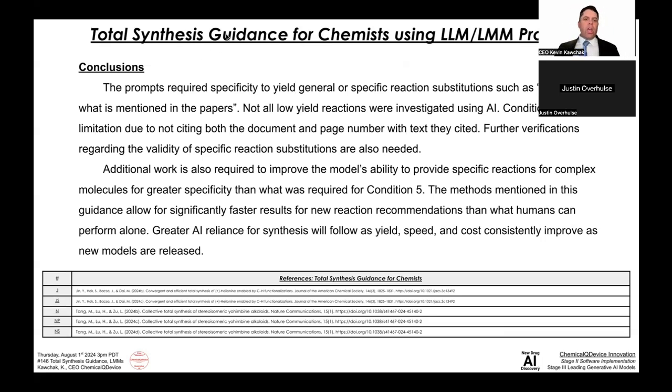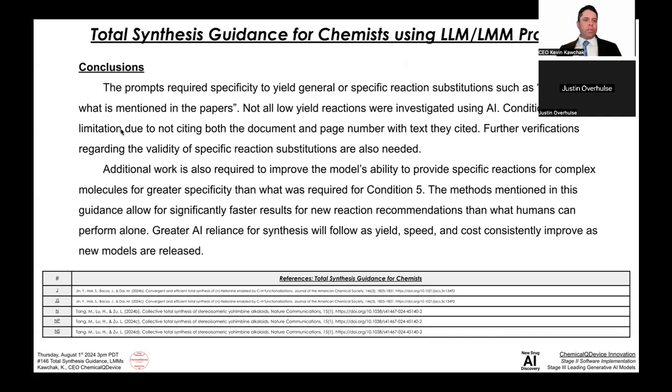The prompts required specificity to yield general or specific reaction substitutions, such as beyond what is mentioned in the papers that was required. Not all low yield reactions were investigated using AI. I included 3 prompts. It's in the report I have online. So there's 3 prompts for each paper. And then for each prompt, there's 5 models on the first section.